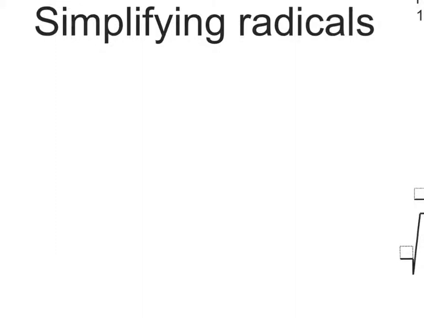Okay, here we go. Simplifying radicals. What is a radical? We need to start with that. What is a radical? A radical is a square root. And in order to truly understand simplifying radicals, we need to first start out with perfect square numbers.